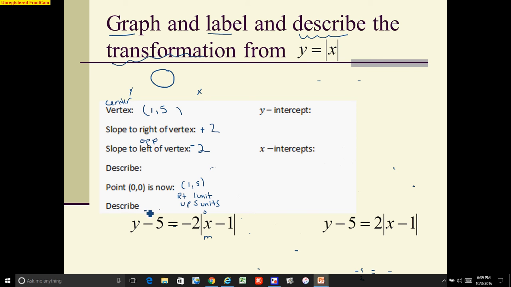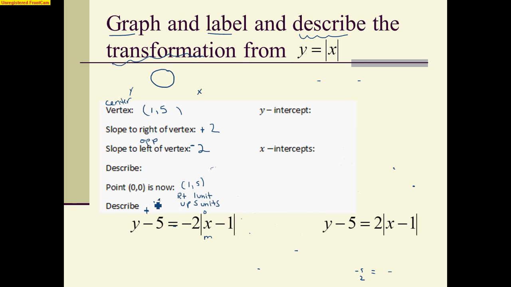But this time, since the slope to the right was positive, I open up. Now think about this though, if you open up and your vertex is at 1, 5, how many x-intercepts are you going to find? Can you picture what that is? A vertex is at 1, 5 and the absolute value opens up. Do you have any x-intercepts? I don't think so. You need to make sure your math backs you up on that.